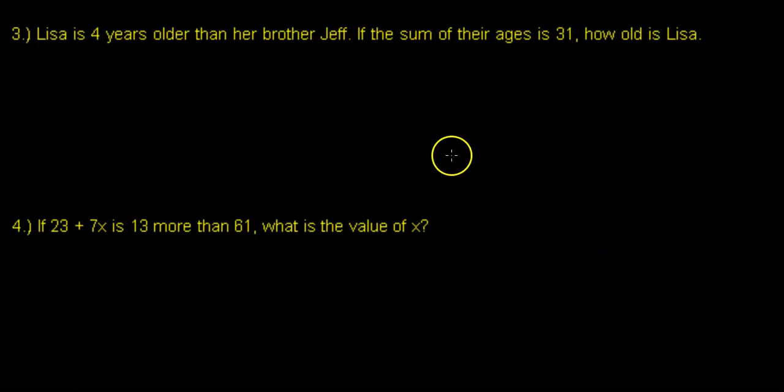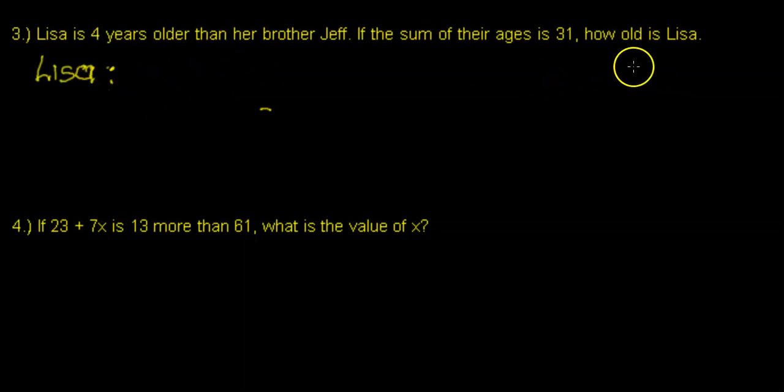So we have Lisa, who is 4 years older than the brother Jeff. Okay, so let's look at this. The way I normally try to do this is I represent the information in an orderly form. That way it's easy to see.